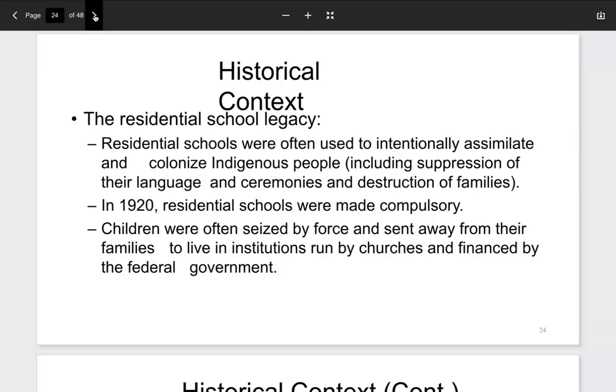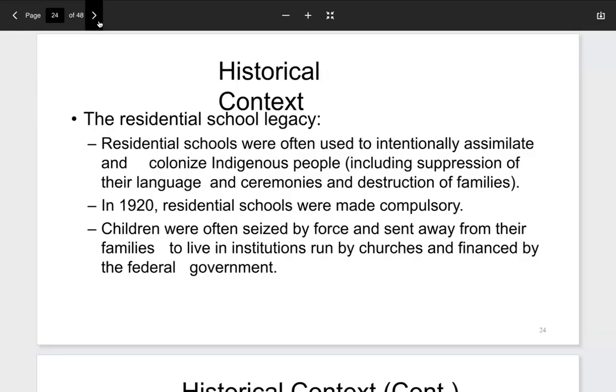Many of these Indigenous students in the residential schools faced atrocious sexual, physical, emotional, psychological abuse. And like I mentioned, some of them never even met their families again. Some of them even died on the properties of the residential schools.